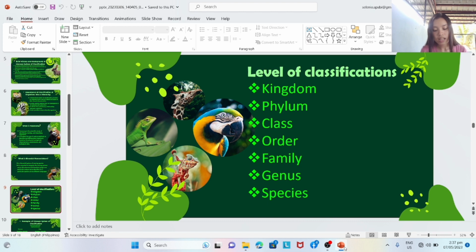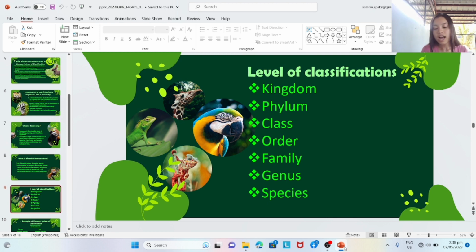Next is class. Within a phylum or division, organisms are further categorized into classes. This level represents a group of related orders. Next is order, a level below class, representing a group of related families. Next is family, a level below order, representing a group of related genera or a singular genus.